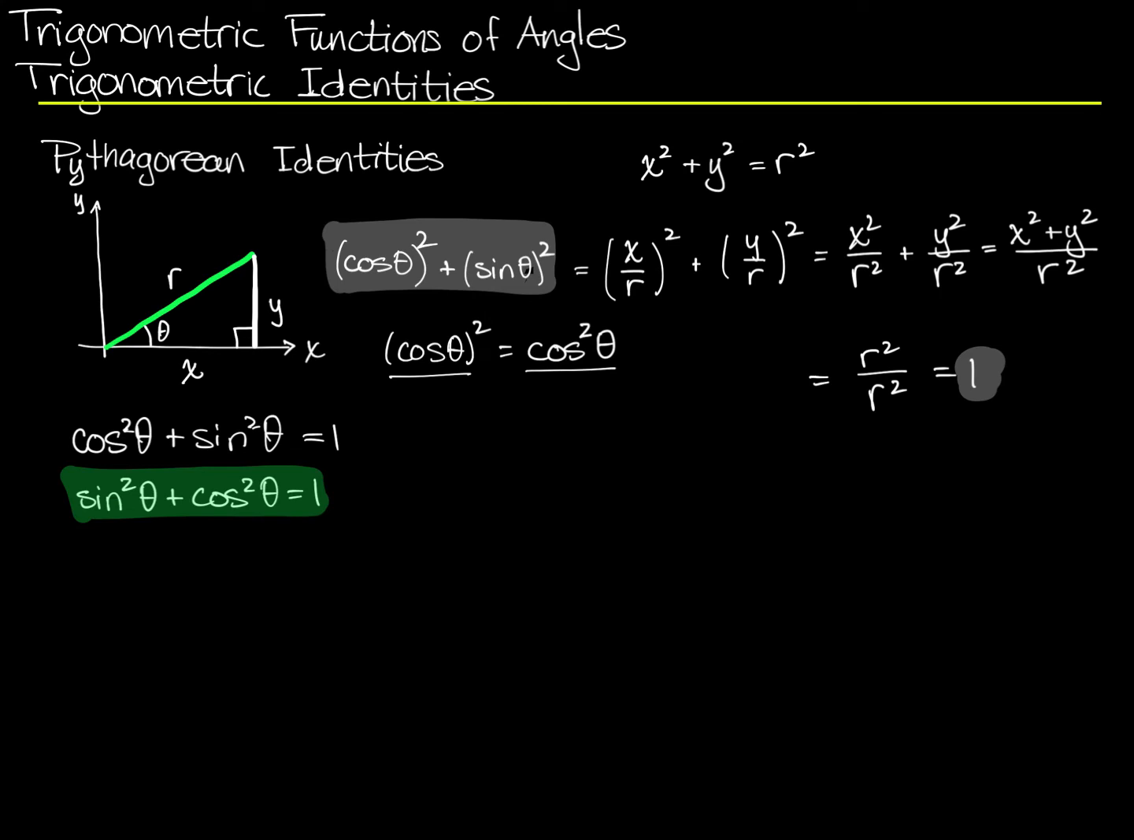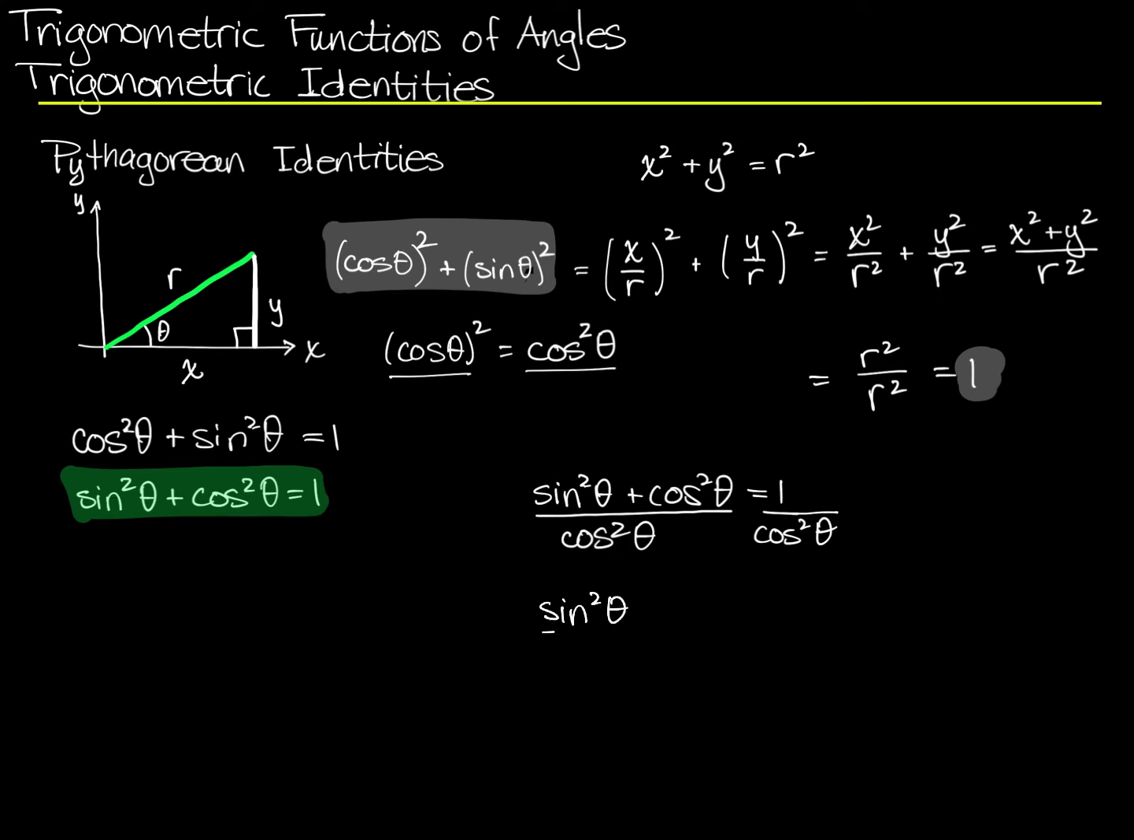For the other 2, I'm going to start with a copy of sine squared of theta plus cosine squared of theta equals 1. And I'm going to divide both sides of that equation by cosine squared of theta. Okay, now I'm going to do backwards algebra, or arithmetic really. This is just the addition of 2 fractions with a common denominator. I'm going to write it as 2 separate fractions.